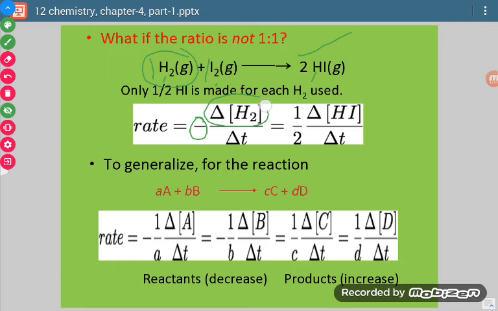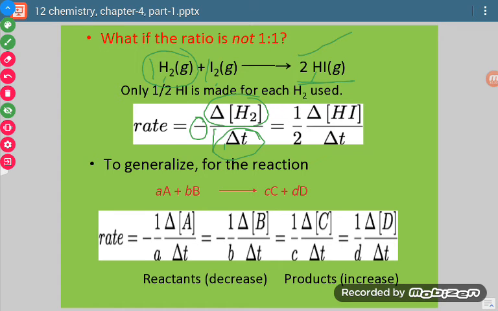This is the decrease in the concentration of H2 divided by delta T. Now here the stoichiometric coefficient is 1, so 1 into delta T means only delta T. Okay, so no problem. In the case of I2 also, there will be minus delta concentration of I2 over delta T, because the stoichiometric coefficient is 1. But in this case, when the stoichiometric coefficient is 2, then how will I write?